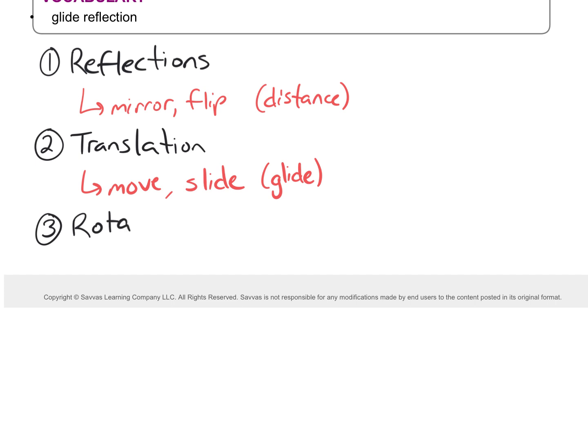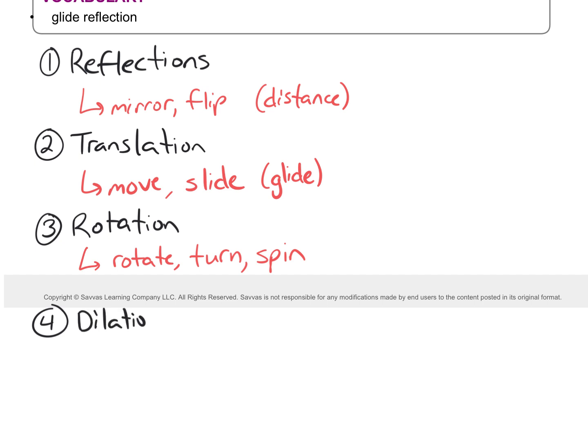Rotation. What word reminds you of rotation? Other than the obvious rotate. Turn, spin, yep. How do we perform rotations? Clockwise, counterclockwise, degrees. Yep, right. We use those rules up there that I have up there still. And then the fourth one that we talked about yesterday.